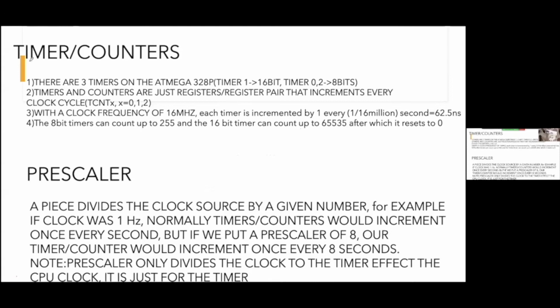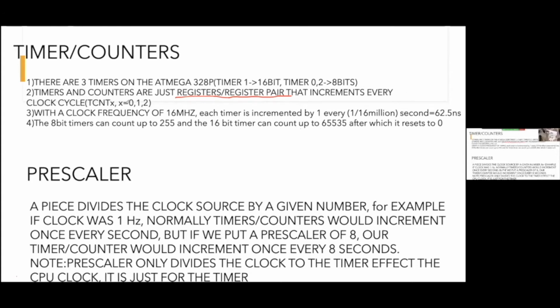So, timers and counters. There are 3 timers on the Atmega 328P, that is the chip on Arduino Uno and Nano. Timer 1 is a 16-bit timer. Timers 0 and 2 are 8-bit timers. Timers and counters are just registers. They're nothing special. Timer 1 is a register pair because it's a 16-bit timer, so it requires 2 registers. Every register on our microcontroller is 8-bit. So timers and counters are just registers or register pairs that can increment every clock cycle.